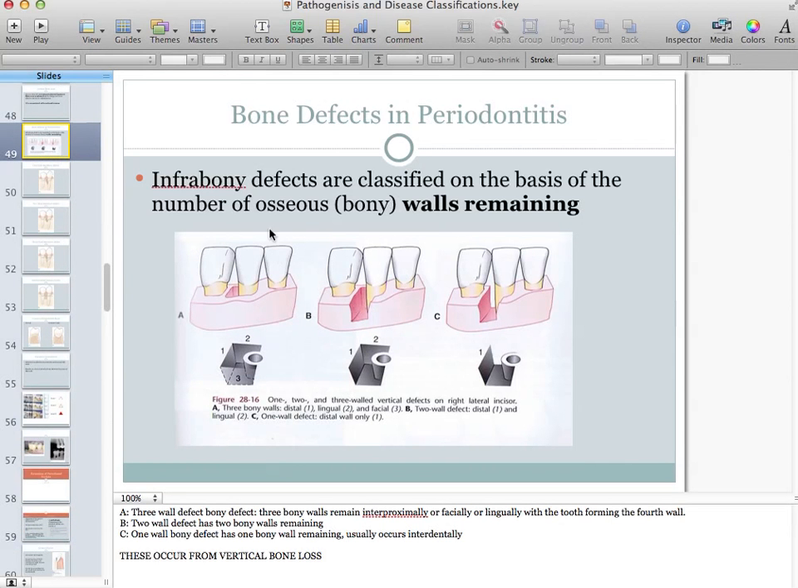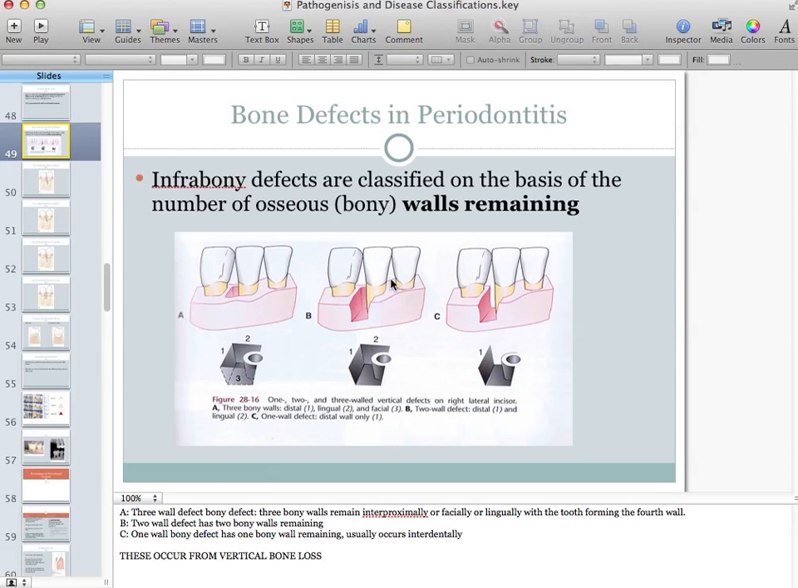type A, picture A, you can see a tooth that has bone loss, but there's 3 walls of bone still touching the tooth. A wall on the facial, a wall on the mesial, and a wall on the lingual. But on the distal of this tooth, there's bone loss. So that is called a 3 bony wall defect because there's 3 walls of bone touching the tooth.